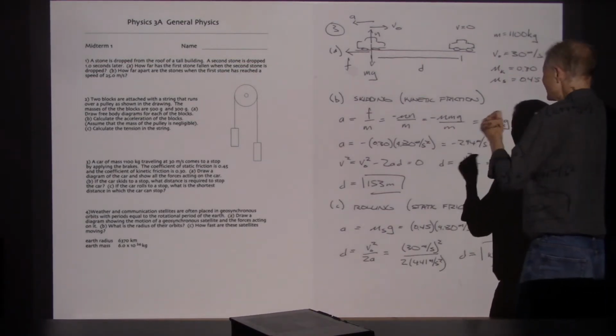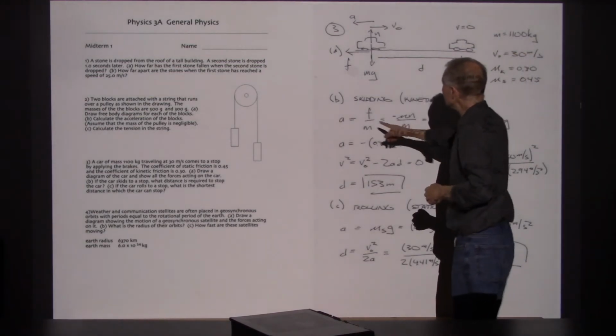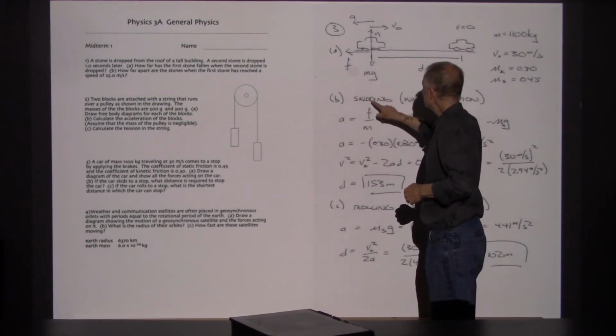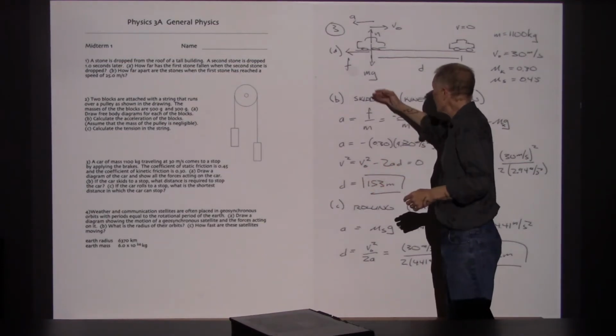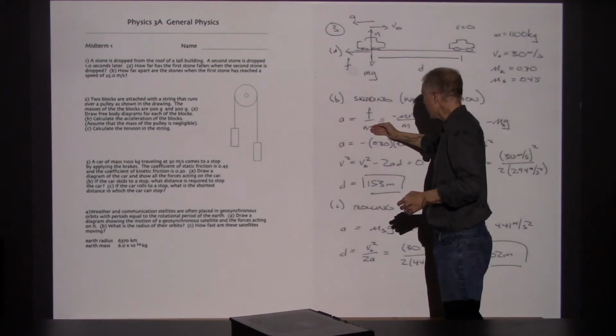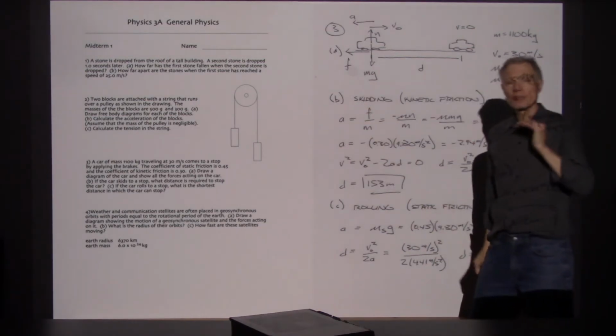Now, what I did is I did kind of a hybrid. First, I said the acceleration is due to the frictional force divided by m. So that's coming back to force divided by mass will determine the acceleration.